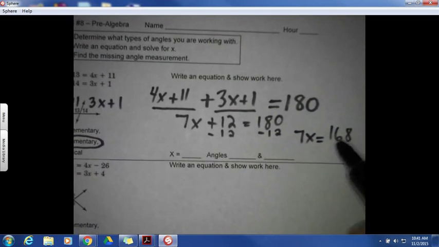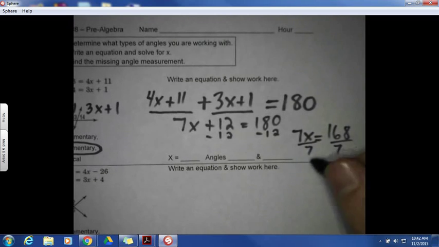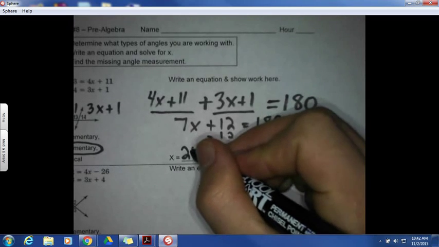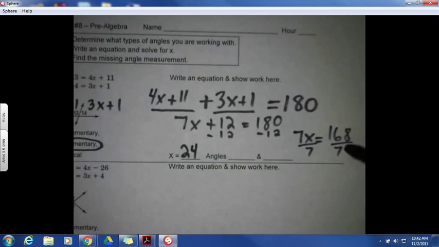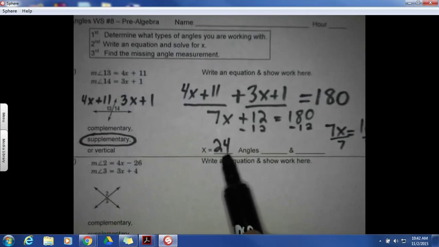Now we divide by 7 on both sides. And again, this is just the steps to solve equations. You should remember this from our previous unit. So 168 divided by 7 is 24. So x equals 24. Now that we have x, we've solved for x.